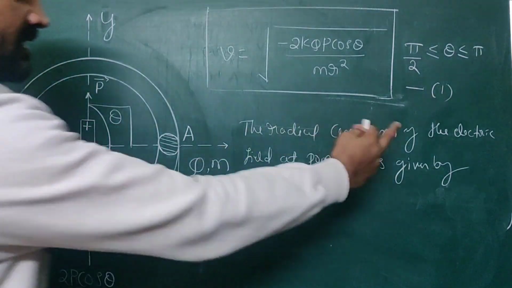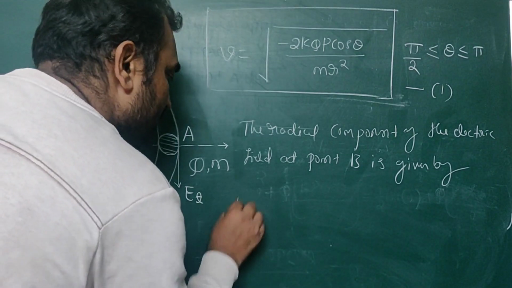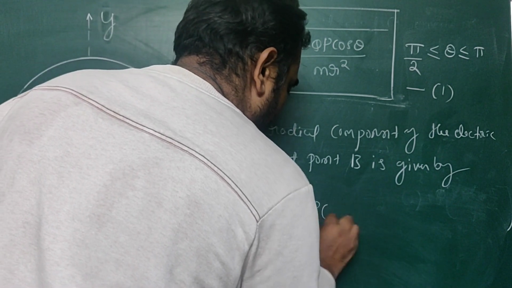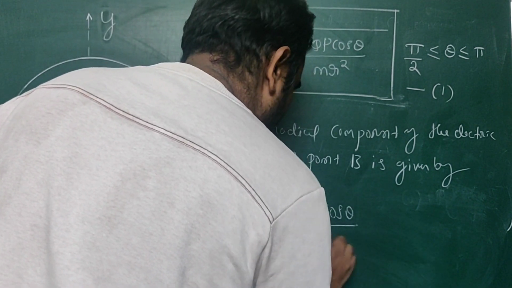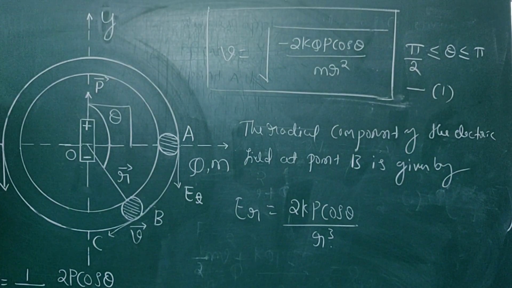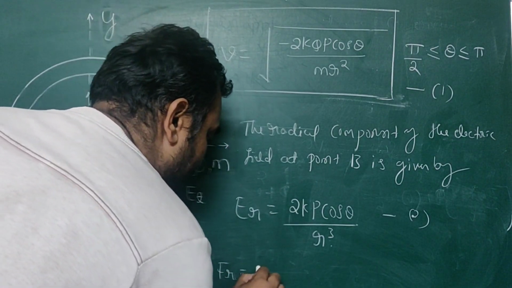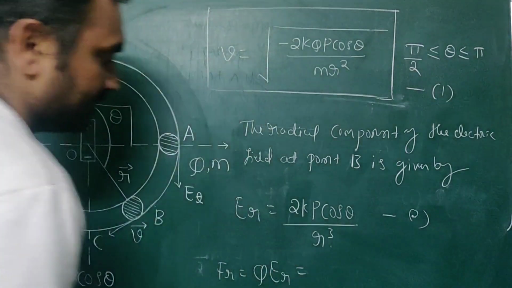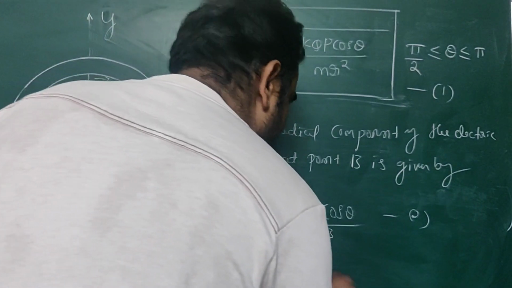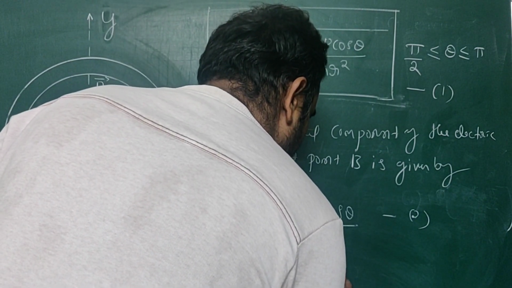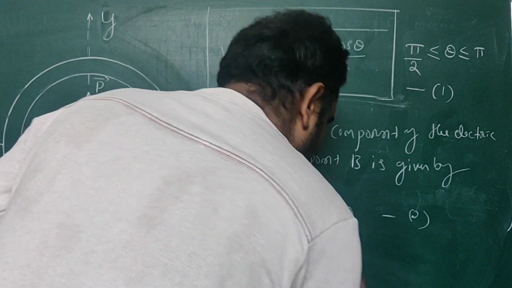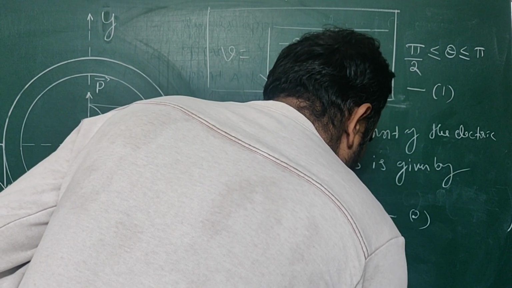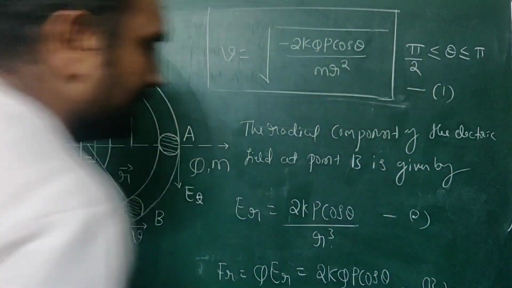The radial component of the electric field at point B is given by E_R equals 2k p cos theta by r cube. The bead experiences the radial force which is given by the product of the charge of the bead into the radial component of the electric field, that is q into E_R. Then what is the radial force acting on the charge? That is given by 2kqp cos theta by r cube. I'll call it equation number 3.